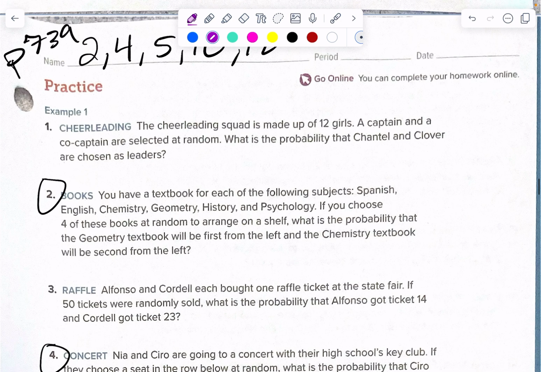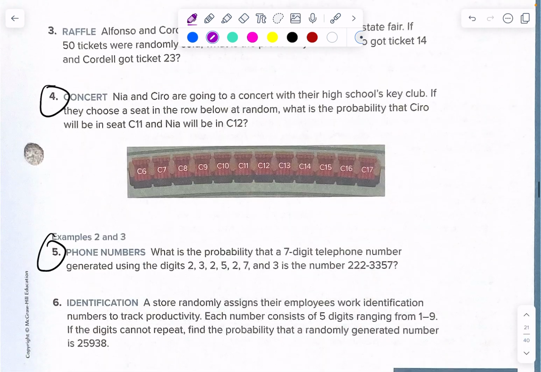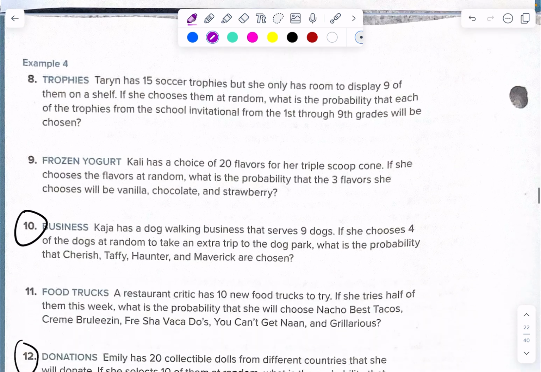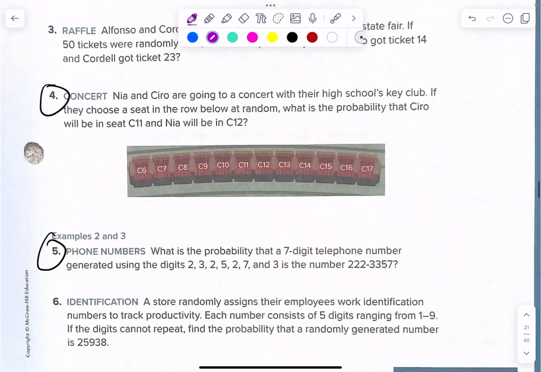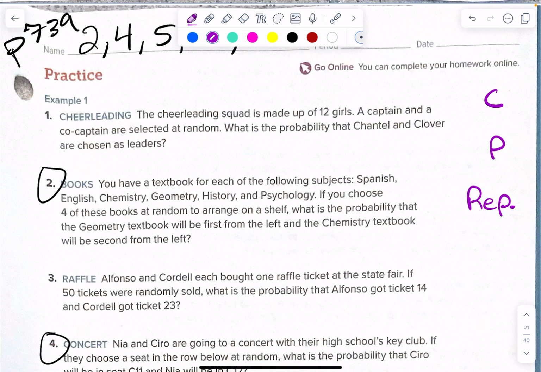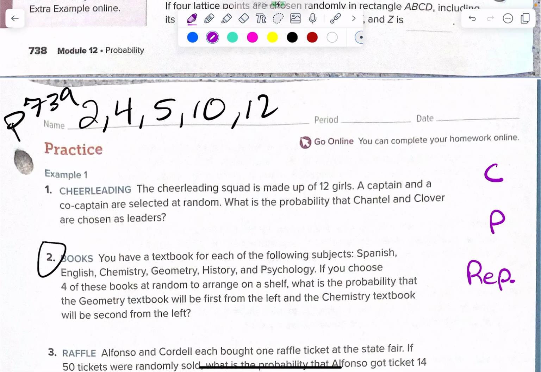So there are 3 different things that we have going on. We have combination, permutation, and repetition. So you decide: is it a combination, is it a permutation, or are letters repeating? That's it. It's one of those 3 different things that could be happening. That is all. Okay, 2, 4, 5, 10, 12. Beautiful.